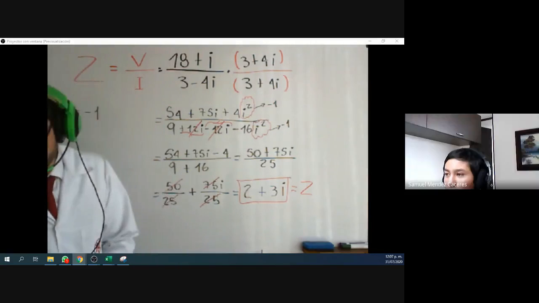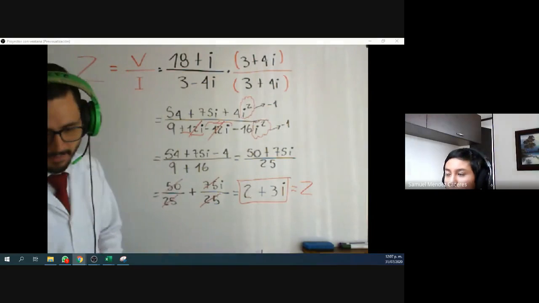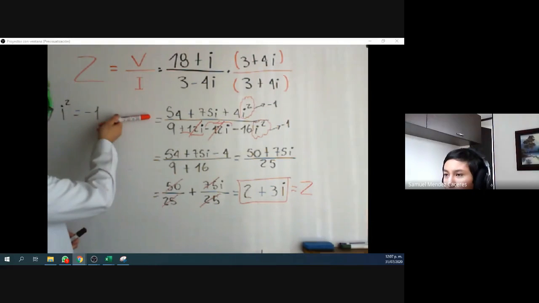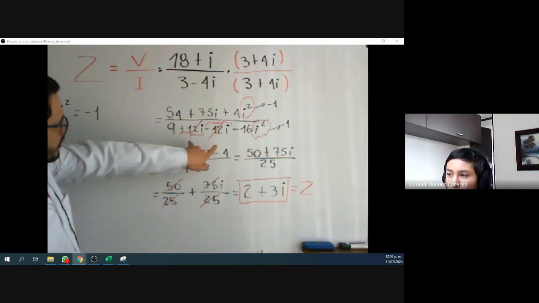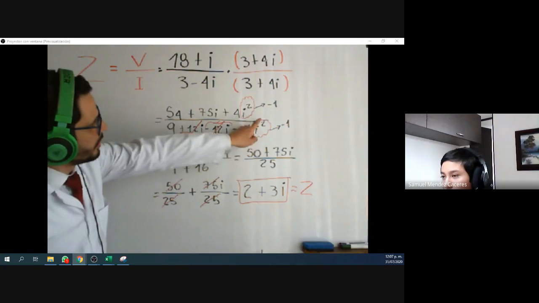Sure. In the second step, when we already did FOIL, we like eliminate the i squared. Why? The i elevated to the 2.